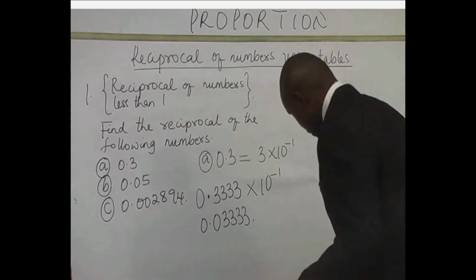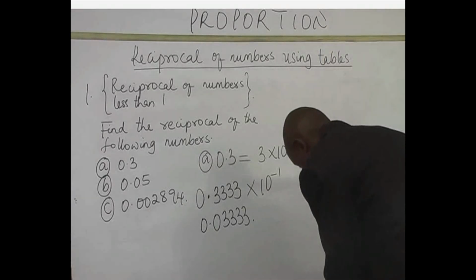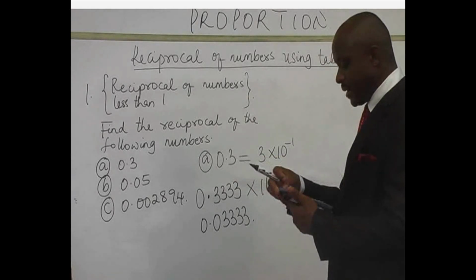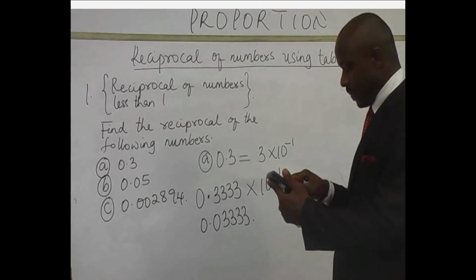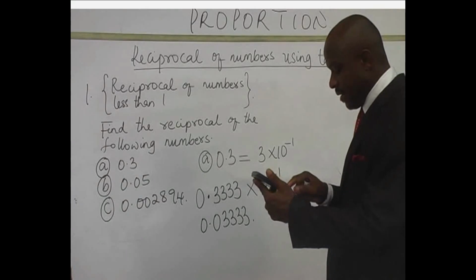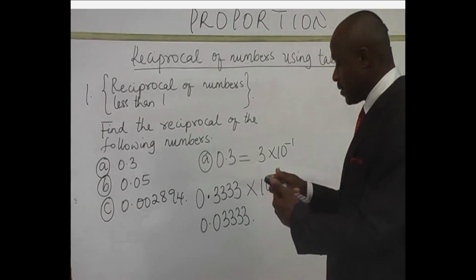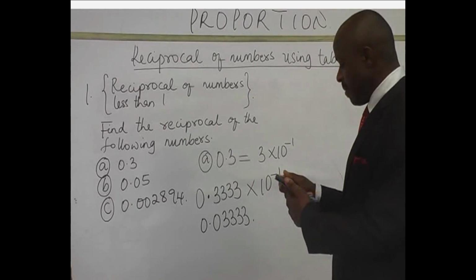And this is the reciprocal of 0.3. If you like, you can use a calculator to confirm. Just use the calculator and press 1 divided by 0.3. 1 divided by 0.3 is giving us the same value.